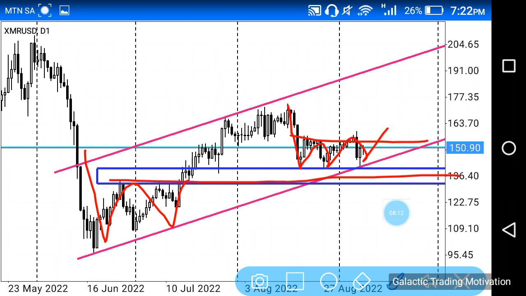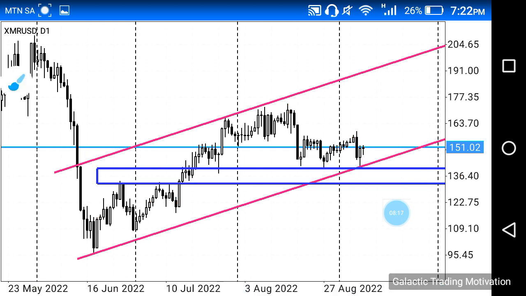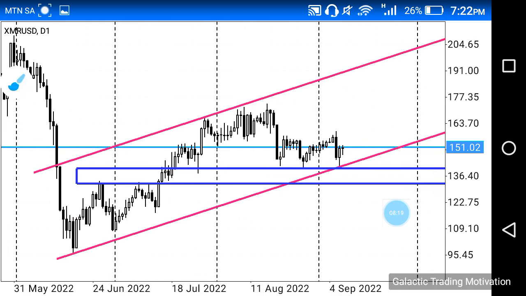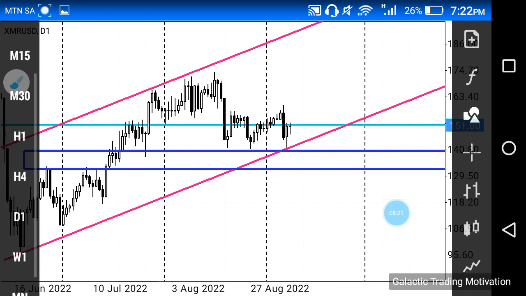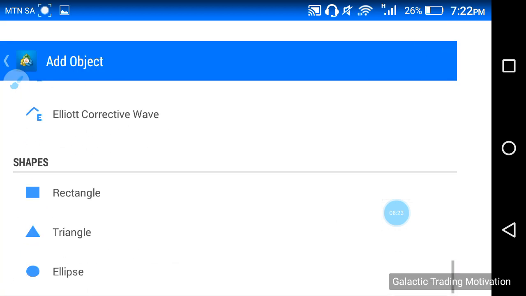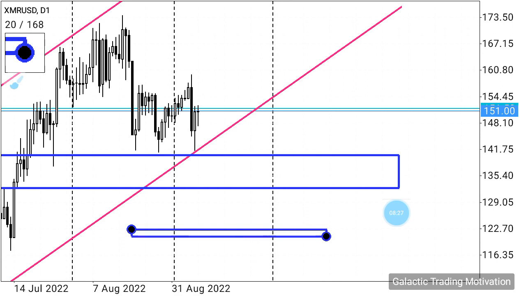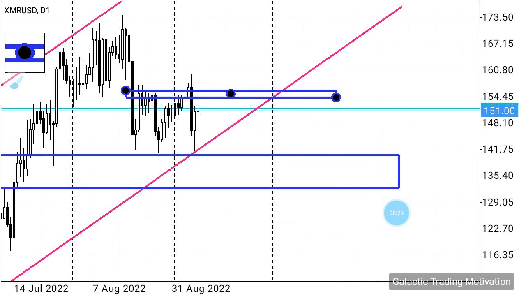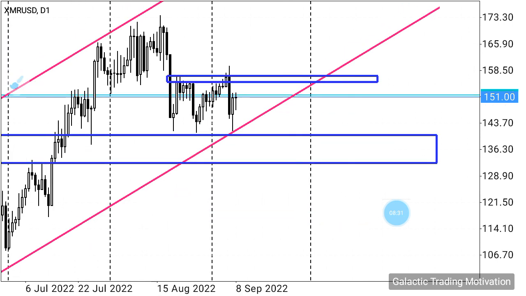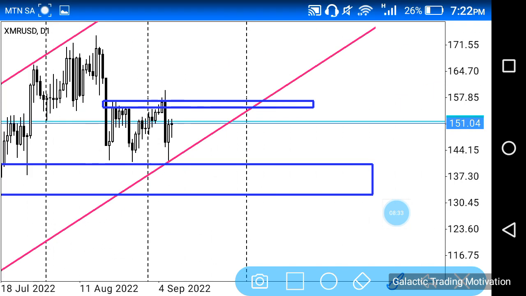So what I would do at this point in time, in fact, before I continue, I'm just going to add a neckline to that structure as well, because it is also very much important. So just bear with me while I edit. So this is the neckline of this triple bottom, right, or this inverted head and shoulders pattern, right?